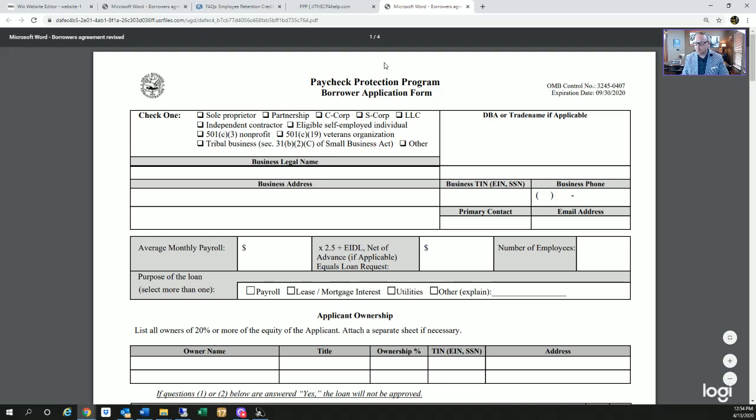Payroll, lease, mortgage interest, utilities, other what? Put insurance, okay? If you don't have a lease or a mortgage, I guess don't check it. If you don't have utilities, I guess don't check it. If you don't have insurance, I guess don't check it.